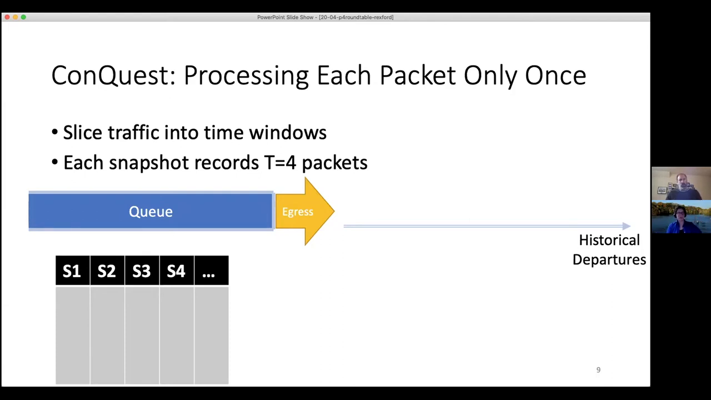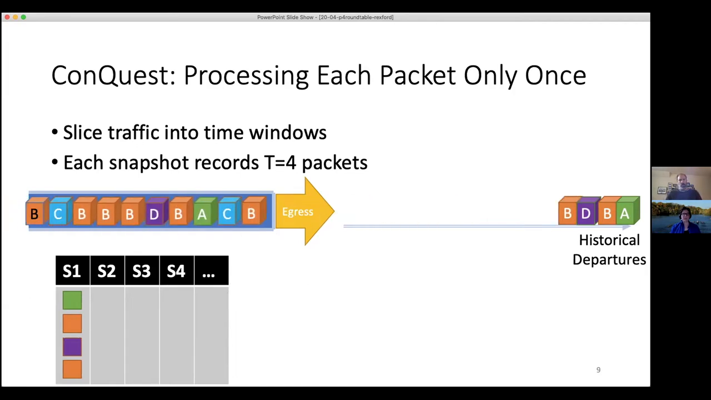So here there's S1 for snapshot one and S2 for snapshot two. We're going to use 4 time units for each snapshot in this example, although in practice it might be larger. Let's suppose packets of flow A and B arrive and they depart. As they depart, we add them to the snapshot. Now a microburst starts and a bunch of packets start arriving very quickly. What's challenging here is that the packets that have already departed the system are not responsible for this microburst, so we don't want to wrongly blame them.